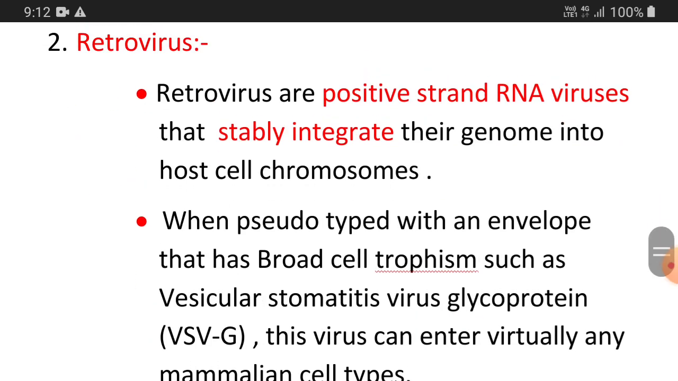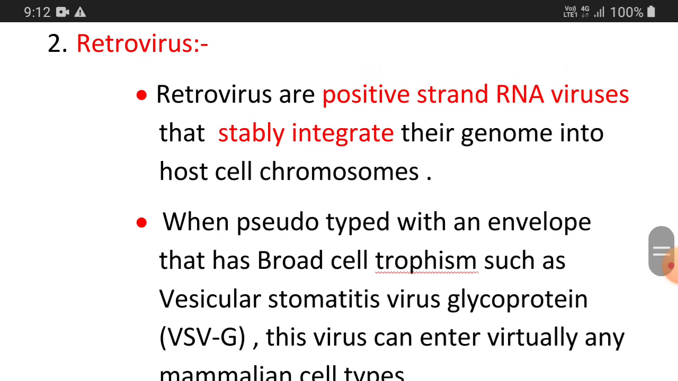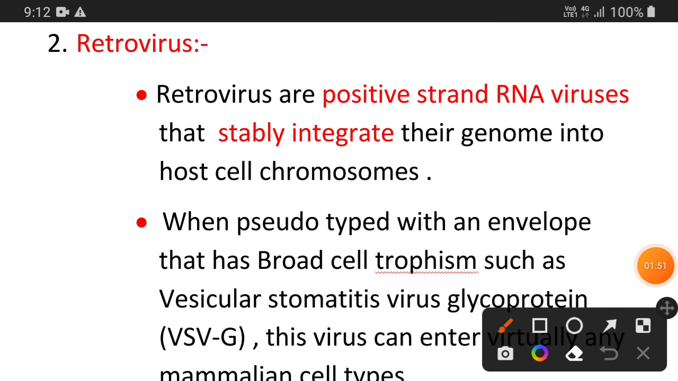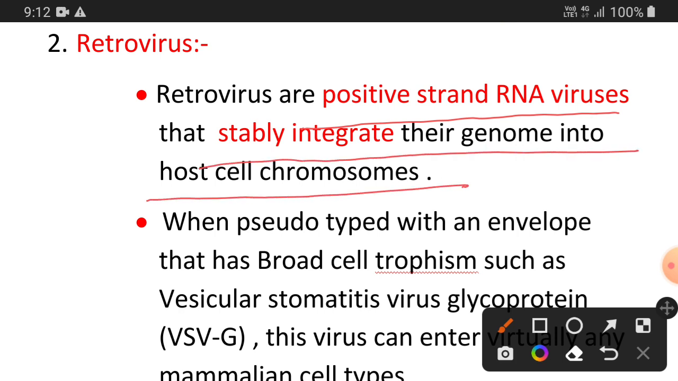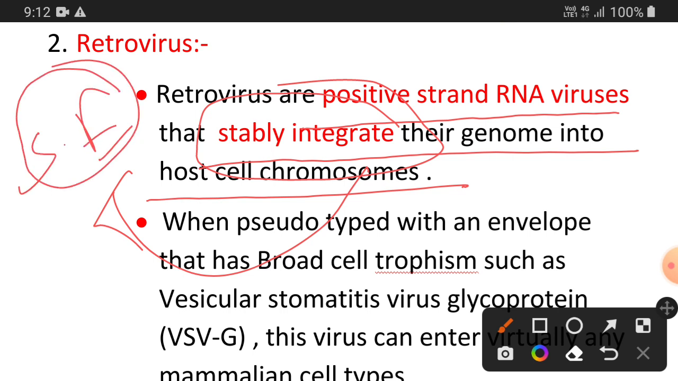Let's see how. Retrovirus is a positive sense single stranded RNA genome containing virus. That means it is a positive strand RNA virus, and it stably integrates its genome into the host cell chromosome. And as it is capable of integrating stably with the host chromosome, it has the ability to stably express the transgene in the host cell, right?